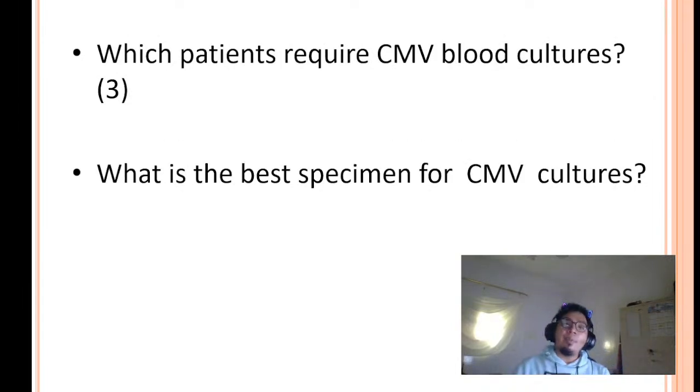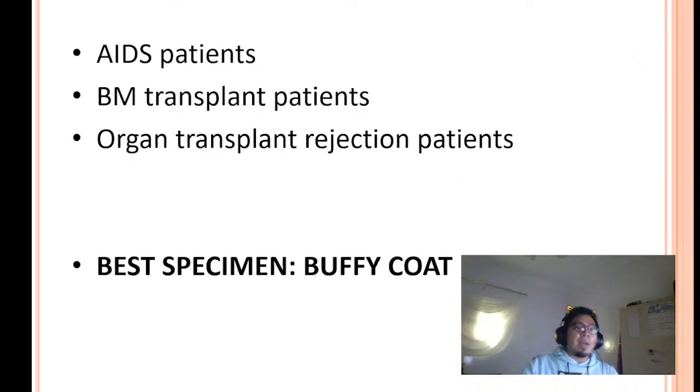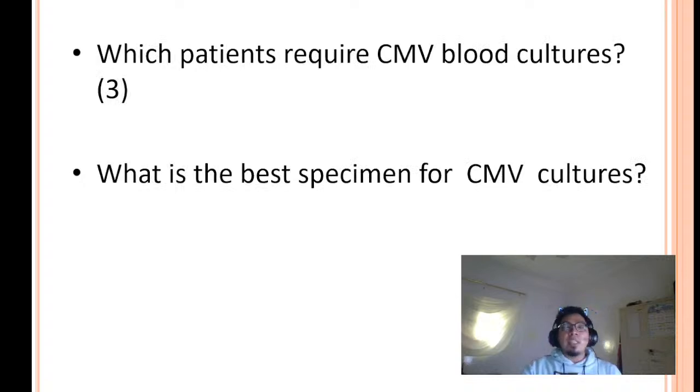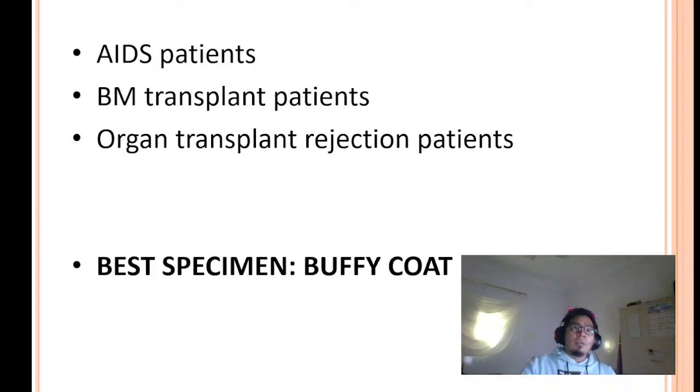Which patients require CMV blood culture? Sir, CMV is a blood culture? Yes, of course, for virology studies. It's different from your normal bacteriology cultures, but these cultures are observed usually with the electron microscope or a fluorescent microscope, and they are oftentimes requested in hospitals who admit patients with AIDS. Who else? Organ transplant patients, and even bone marrow patients. Actually, the best specimen for CMV culture is your buffy coat, the white portion of the blood. When you centrifuge it, that's the one that we need to use.